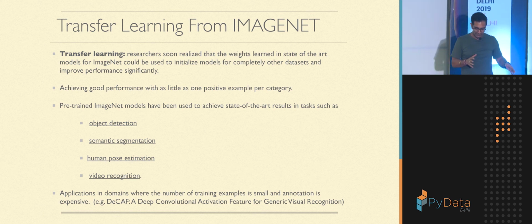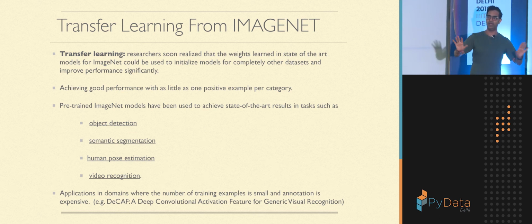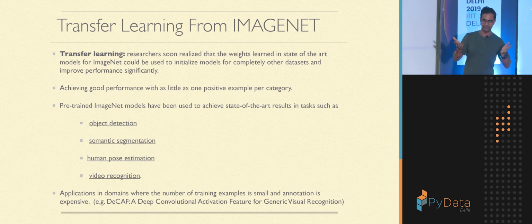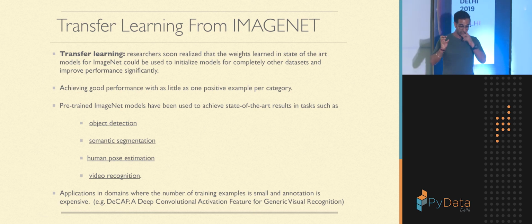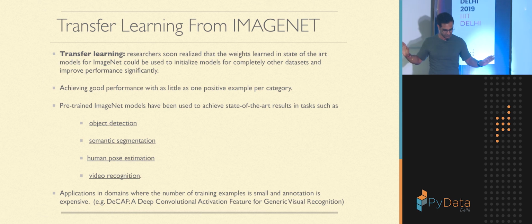So what people tried doing is that you start with this convolution block. You start with this initialization. You start with the parameter values, by which I mean the weights, that you have learned after training on ImageNet data, on a million images.